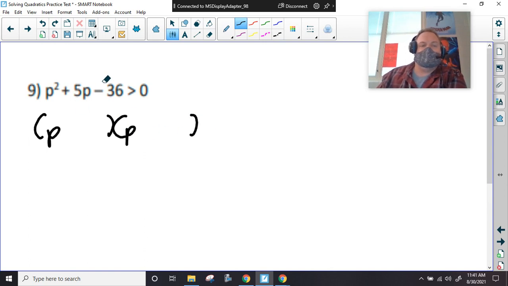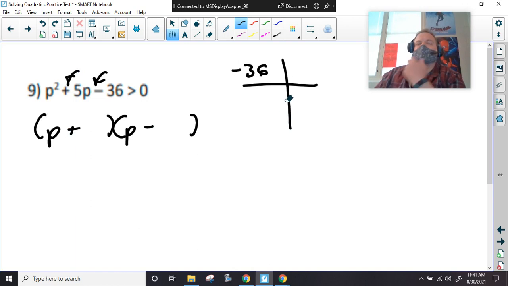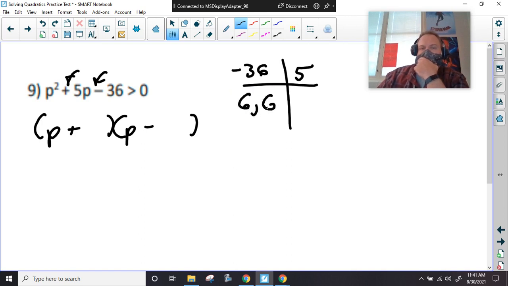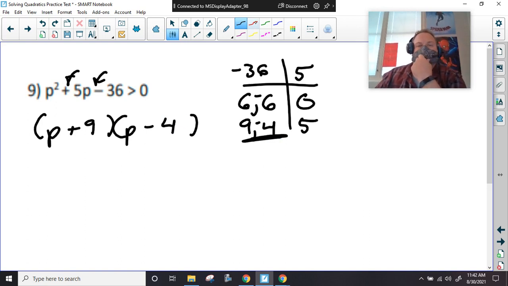All right. This tells us our signs are different. This tells us our bigger number is positive. What are some numbers that we can multiply that will give us 36? 6 and 6. Okay. All right. 9 and 4. So 6 minus 6 is 0. What's 9 minus 4? 5. All right. So there's our factors. And when we solve these, it's the opposite. So -9, +4.